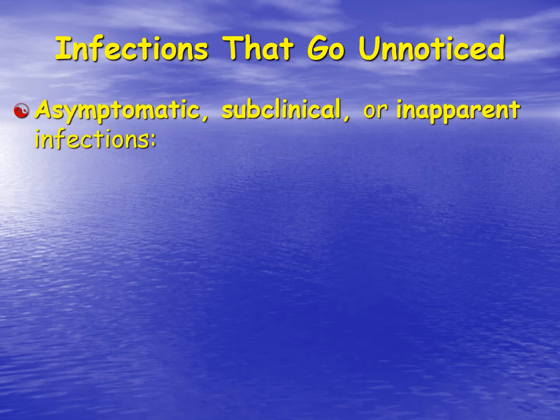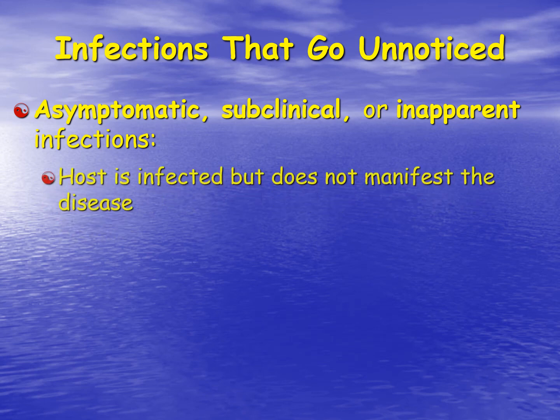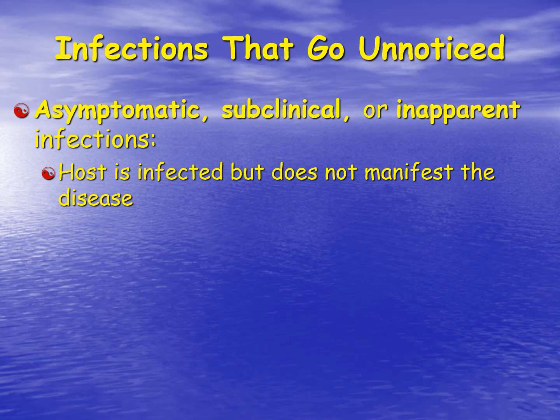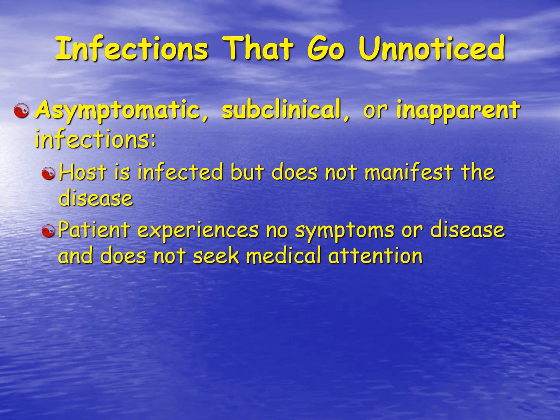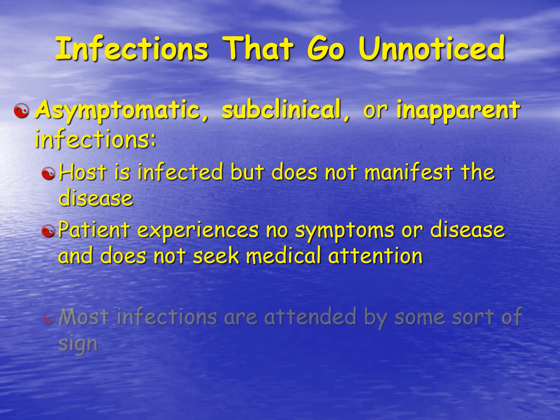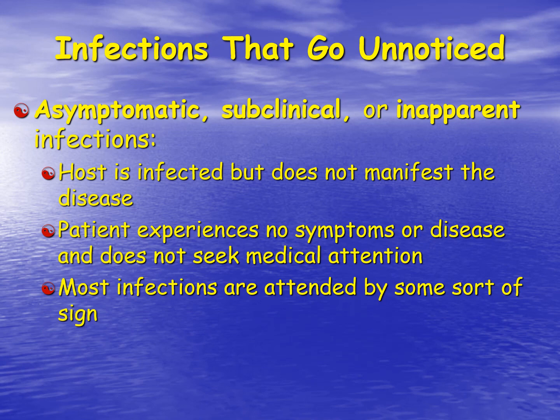Now, some infections actually go unnoticed, and these are known as asymptomatic, subclinical, or inapparent infections. So the host is infected, and we are seeing some changes at the cellular level, but it's not enough to cause actual signs or symptoms, so it doesn't manifest as the disease. The patient experiences no signs or symptoms and therefore won't seek any medical attention. Most infections, however, will be attended by some sort of symptoms or signs.